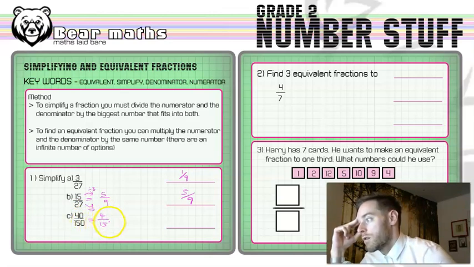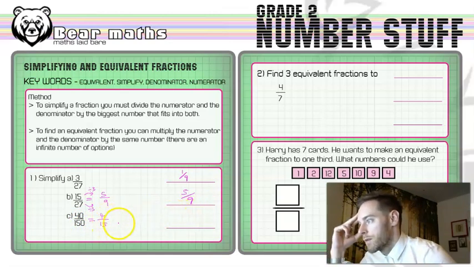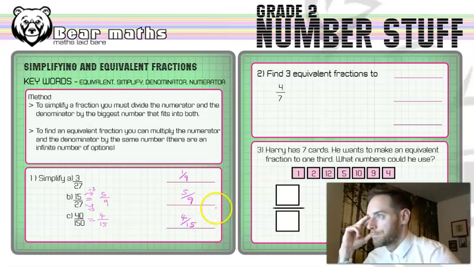Now, there is no way that we can simplify that any further because there is no number that fits into both of those numbers. So we're going to get 4 over 15 for that answer.